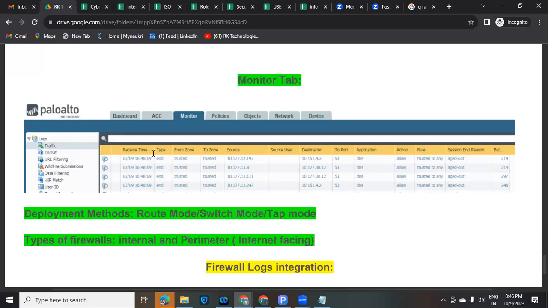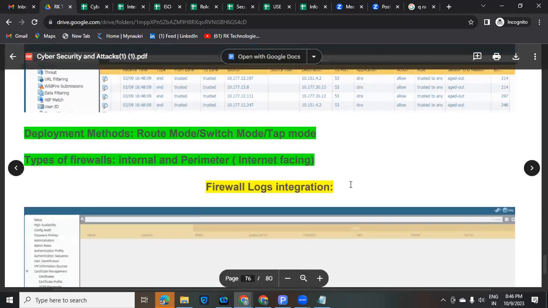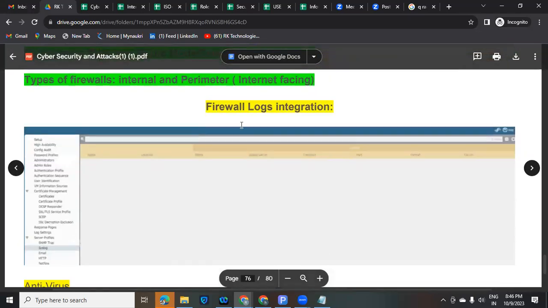Then you can download this firewall packet capture. After that, you have to upload this particular PCAP file in Wireshark. Then you can do the TCP/IP layer analysis, starting with the transport layer, application layer, network or internet layer, and finally the network interface layer, followed by firewall deployment methods and firewall log integration.